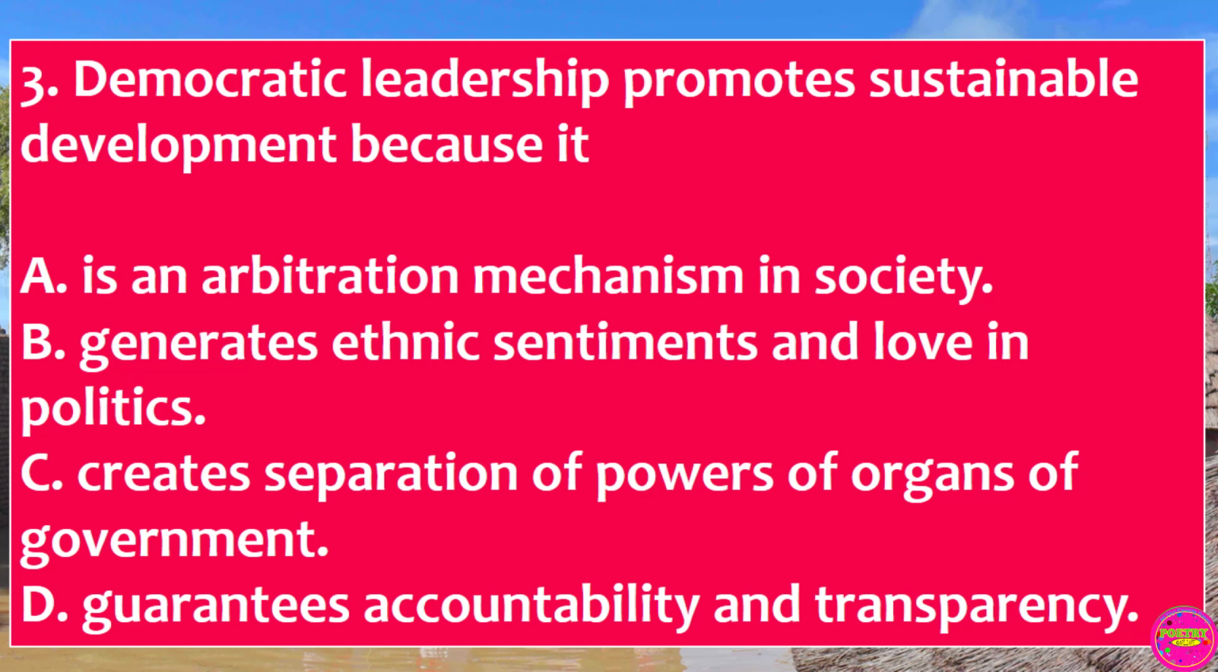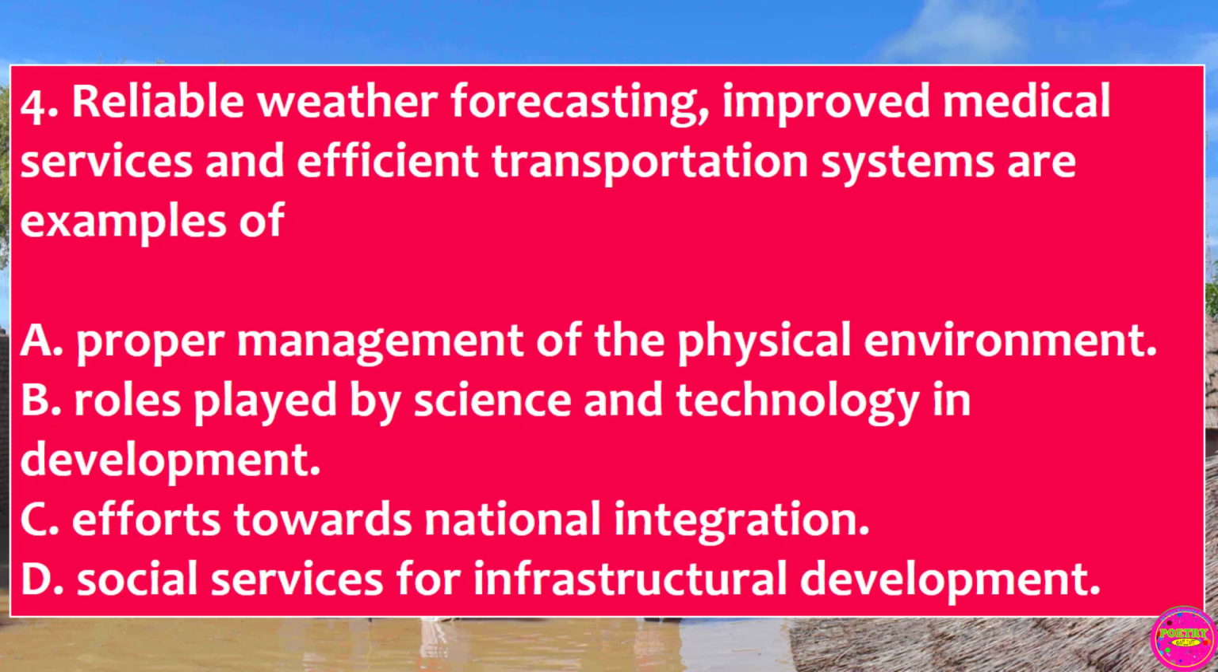Question 3. Democratic leadership promotes sustainable development because it A. Is an arbitration mechanism in society. B. Generates ethnic sentiment and love in politics. C. Creates separation of powers of organs of government. D. Guarantees accountability and transparency. The correct answer to this question is D. Guarantees accountability and transparency.